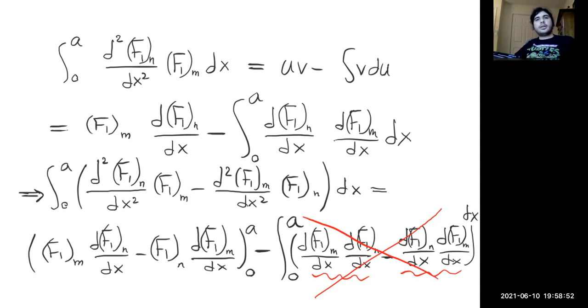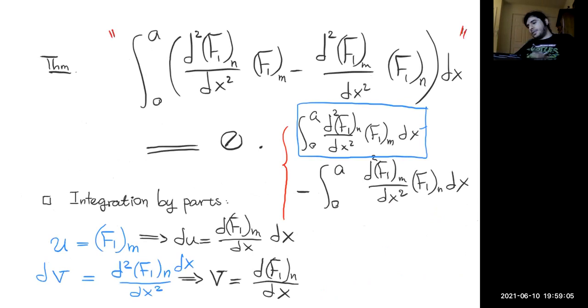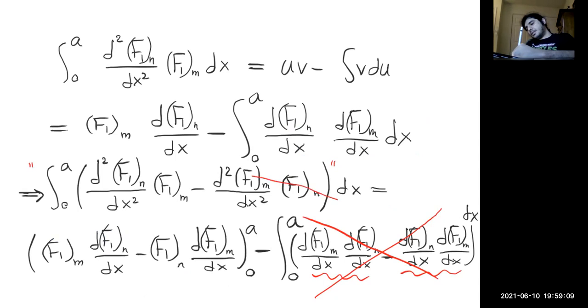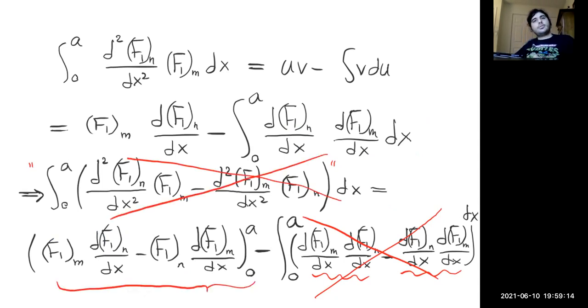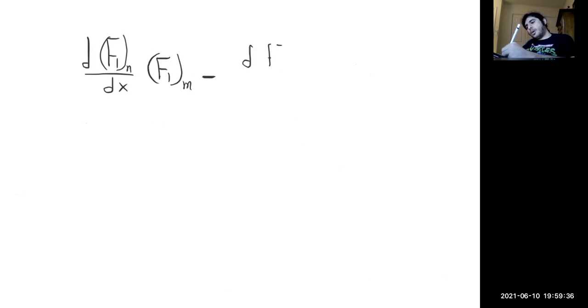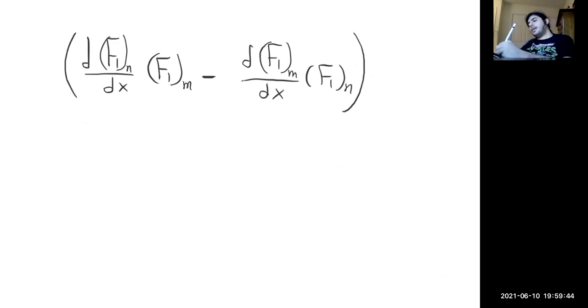Okay, right? Now, on the other hand, this other integral, let's go back. Let's see what we had before. The theorem was this other integral is also equal to 0. So come back here. This other integral is also equal to 0. Therefore, what we have here should be equal to 0, right? It must be equal to 0. Let's write that down. So df1n dx f1m minus df1m dx f1n, if we evaluate this at a, minus if you evaluate it at 0, should be equal to 0. This is another equation we would get.